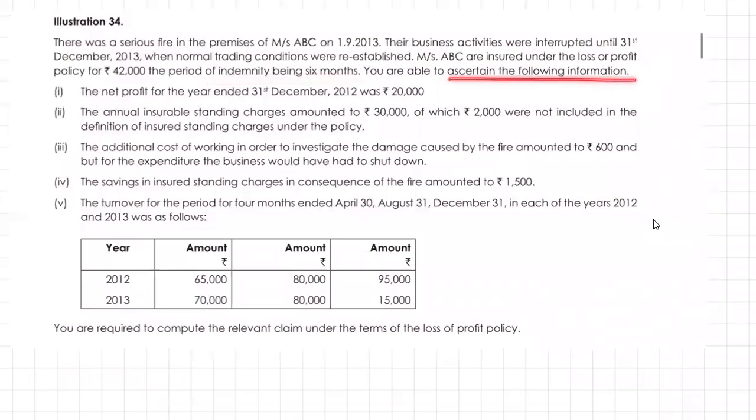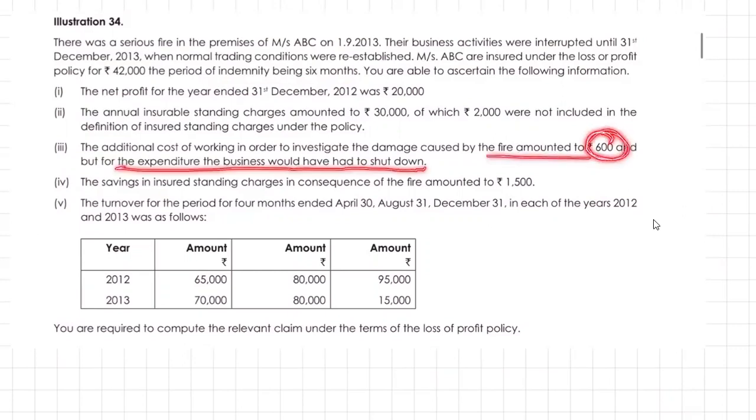You are able to ascertain the following information. The net profit for the year 31st December 2012 was 20,000. Annual insurable standing charges amounted to 30,000, out of which 2,000 were not included in the definition of insured standing charges under the policy. The additional cost of working in order to investigate the damage caused by the fire amounted to 600, but for the expenditure, the business would have to shut down.